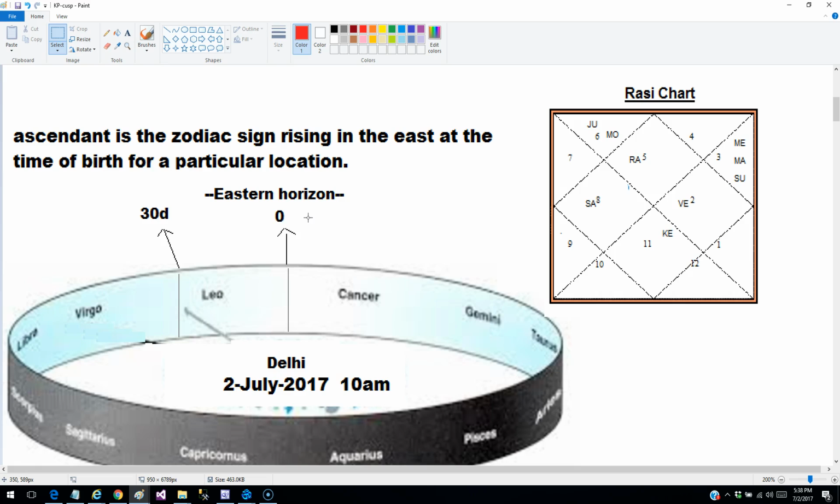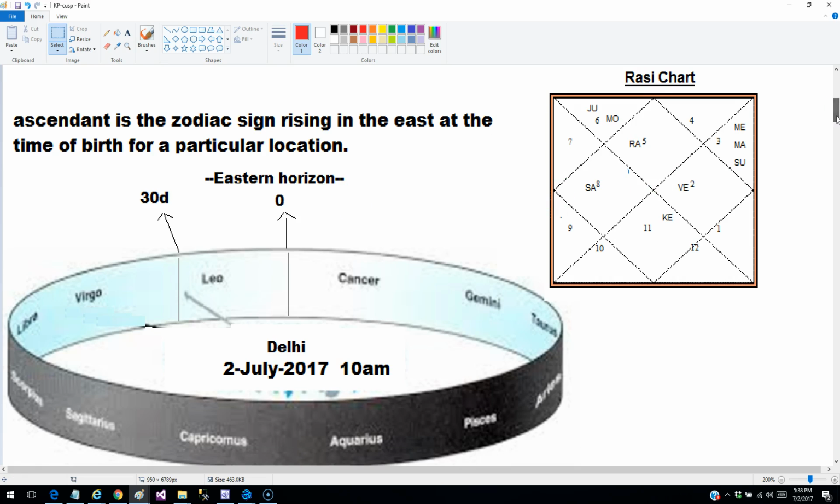Before jumping into the cusp, let's quickly look at how a horoscope is erected using the traditional method. So first you have to find out the ascendant. And what is the ascendant? The ascendant is the zodiac sign rising in the east for a particular date, time, and place. So let's break down this definition.